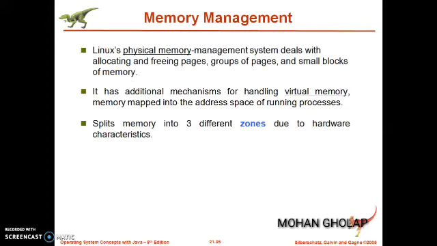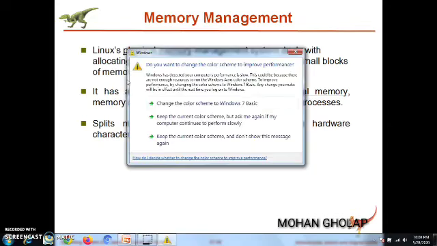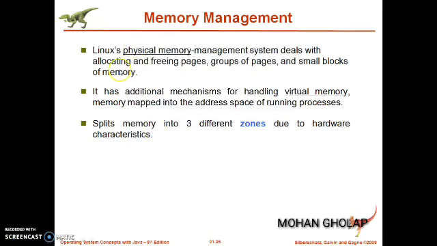As given here, Linux's physical memory management system deals with allocating and freeing pages, groups of pages, and small blocks of memory. To handle the physical memory, Linux has a separate physical memory management system that deals with memory in terms of pages. It is responsible for allocation and deallocation, that is, freeing of pages, and the grouping of pages into small blocks of memory. Similarly, it has additional mechanisms for handling virtual memory, which is memory mapped into the address space of the running processes.